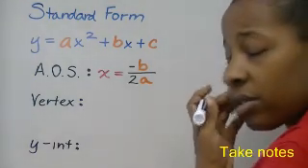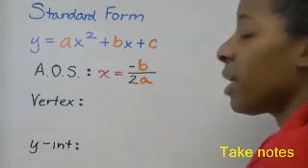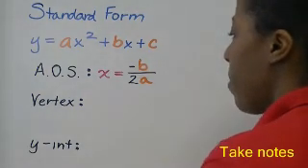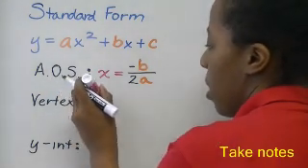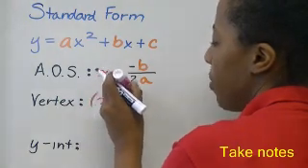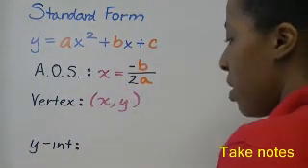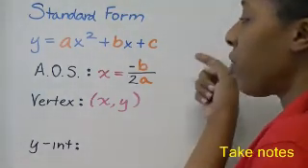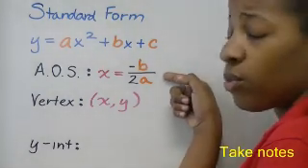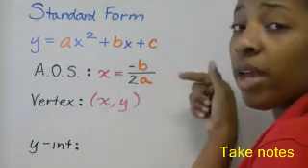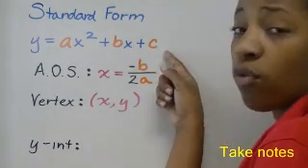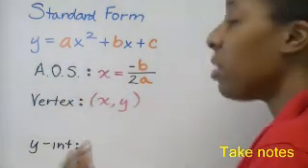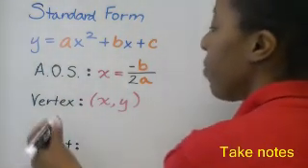The vertex is still going to be x comma y in this form. It's still a coordinate, but in order to find the vertex, once you find your axis of symmetry x value, you're going to plug in your x value into your standard form equation, work it out to find out what y equals. Then you'll have your vertex.